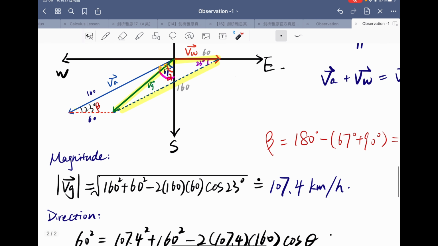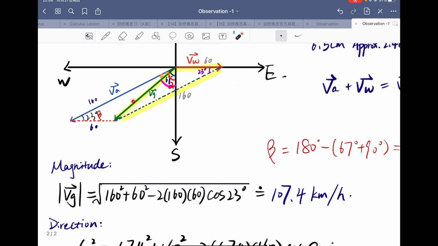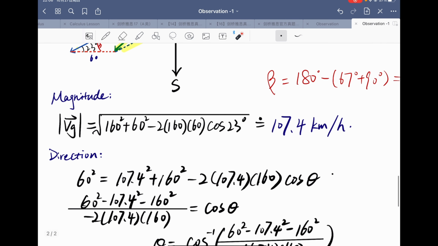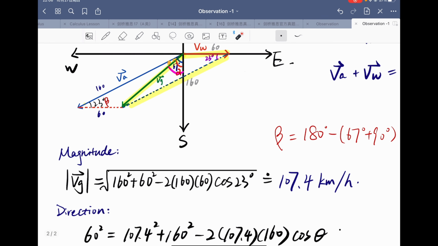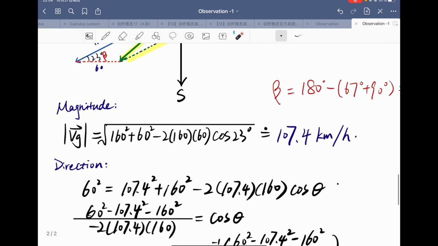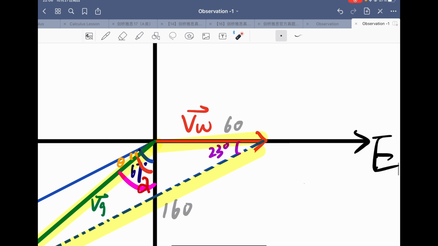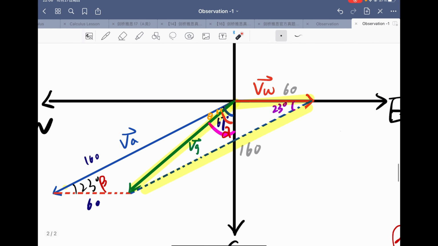So I get my vector VG's magnitude, and now I'm trying to find the direction of it. This time I'm using this triangle here, instead of the yellow one. I have to know all of the sides of it, and I know them. I want to get my angle alpha. How do we get it? We have to use 67 degrees, this big blue angle here, minus this little angle theta to get my angle alpha. So first I'm going to find the angle theta.